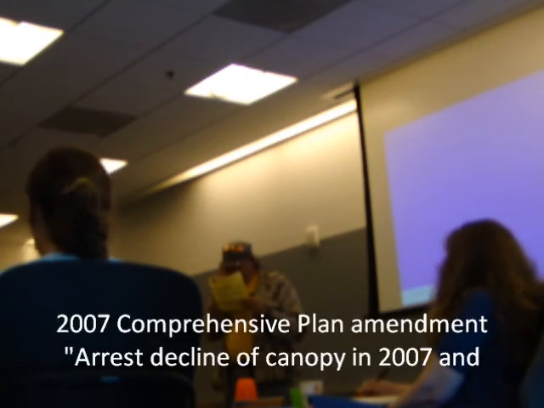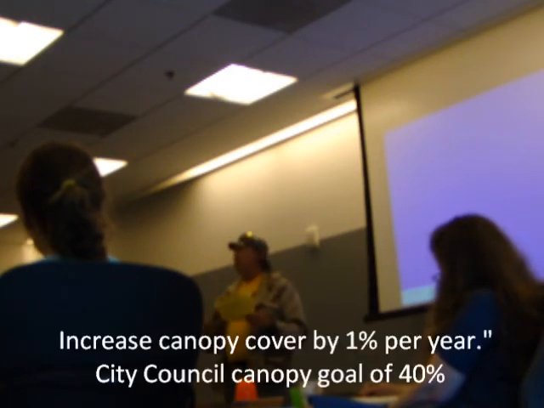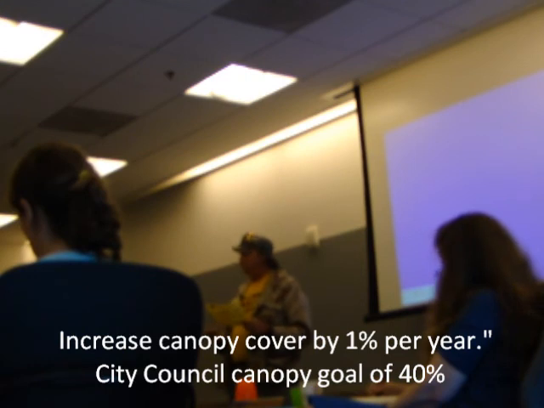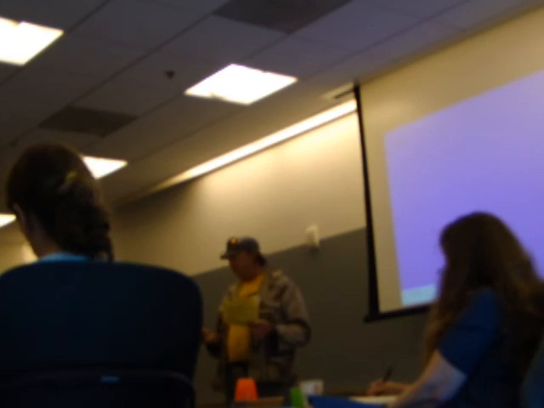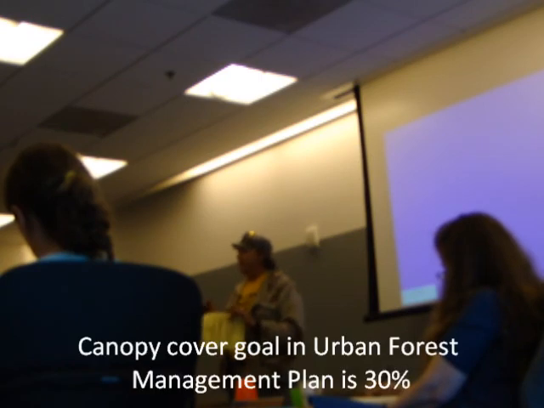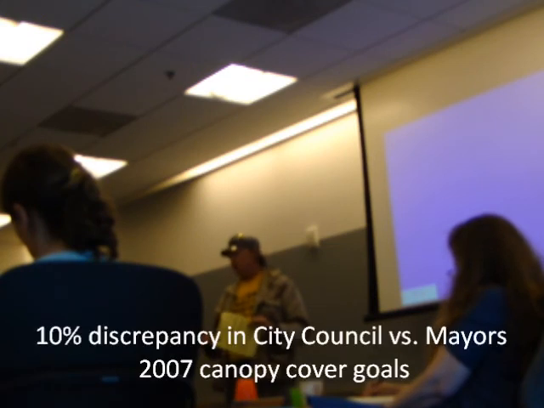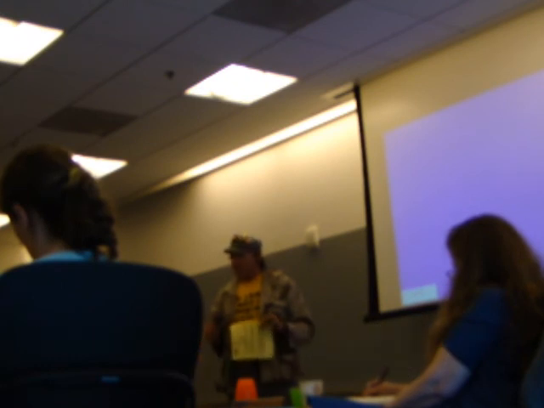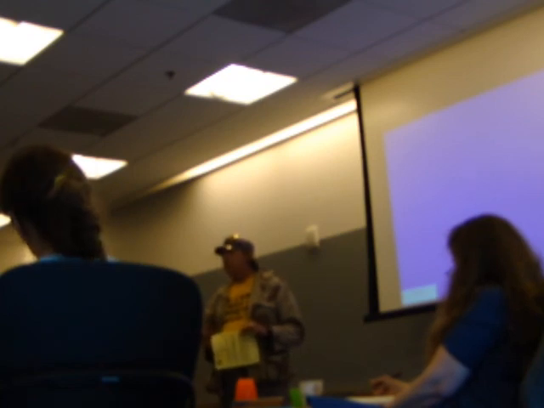The comp plan says to arrest decline of the urban forest canopy and increase by 1% per year starting in 2007, till the year 2037, for 20 years. So the goal is actually 40%. The canopy cover goal by the city council is 40%. The canopy cover goal by the staff is 30%. That's a discrepancy of 10%. They're both in city official documents. So which is it? The Urban Forestry Commission has declined to put the discrepancy of 10% canopy cover on their work plan.